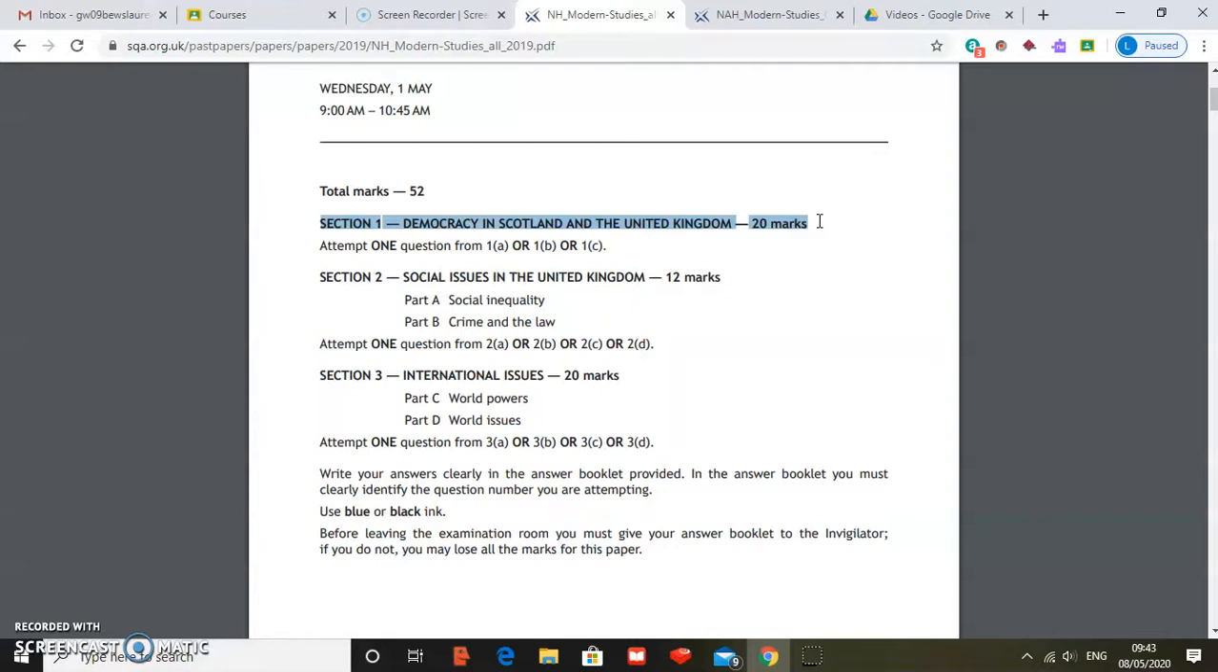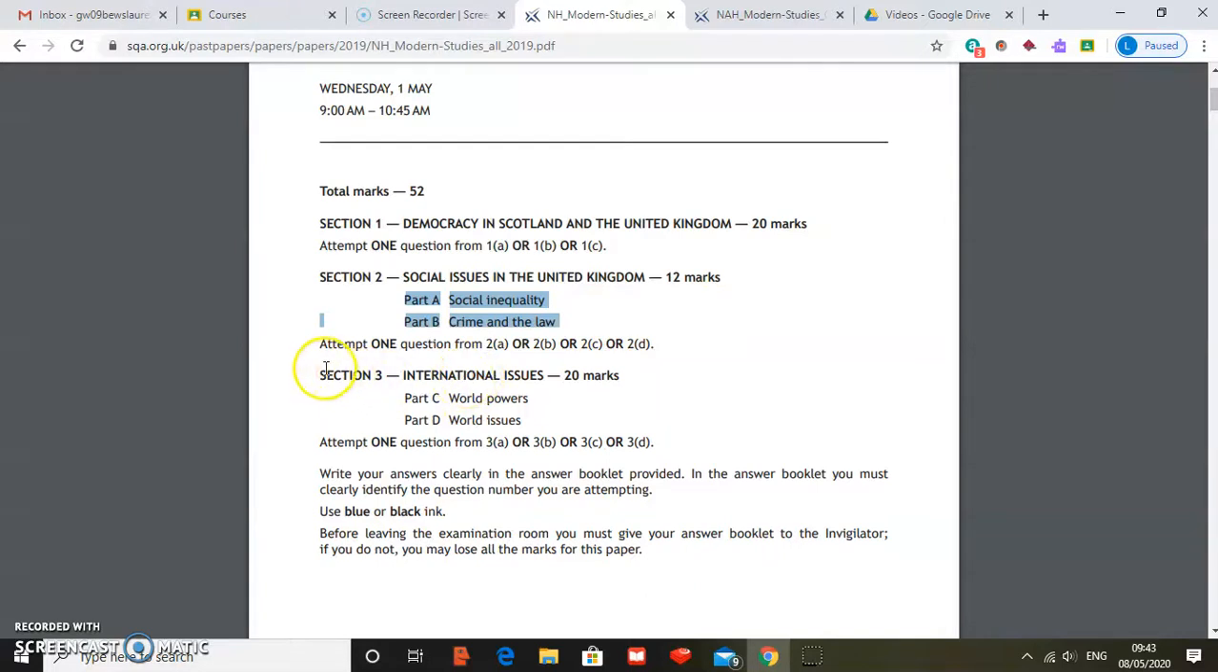Some people in Scotland just do democracy in Scotland with a little bit of the UK. We do the opposite. In section 2, you will see there are 2 sections, social inequality and crime and the law. Now, at National 5, we do crime and the law. However, at Higher, we do social inequality, just so there's not too much repeating of the same things over and over again. We'll all get bored with that sort of idea.